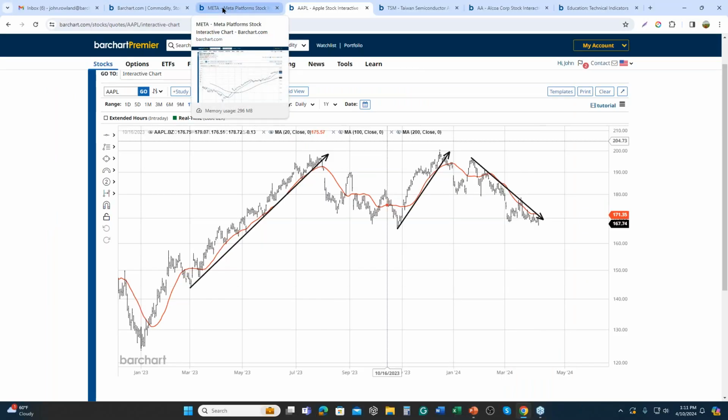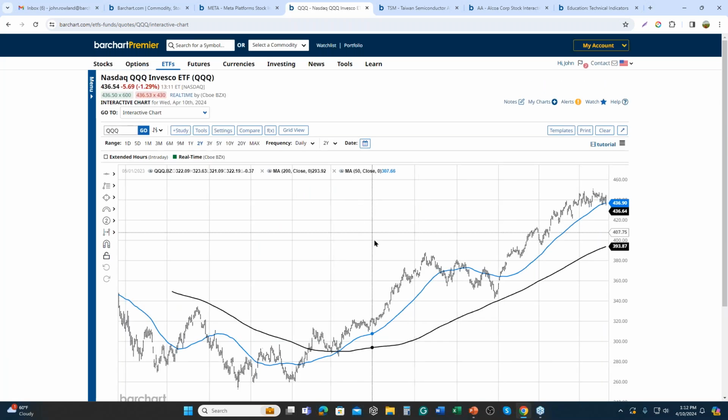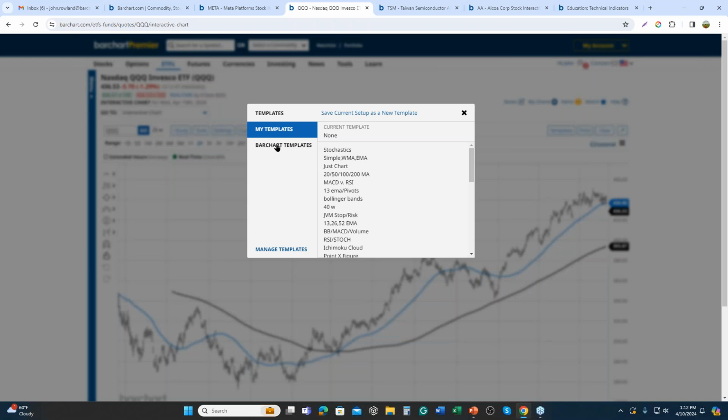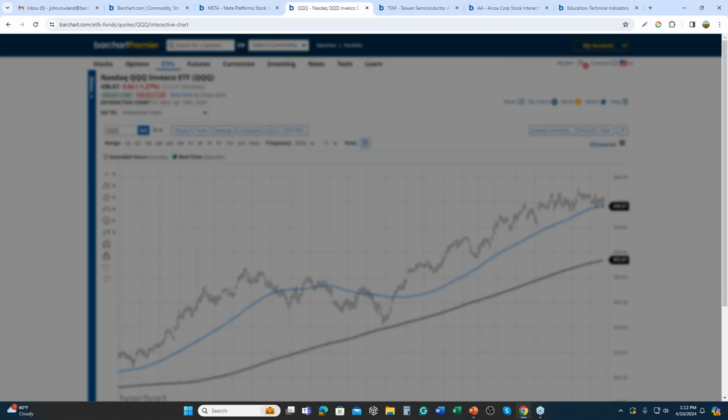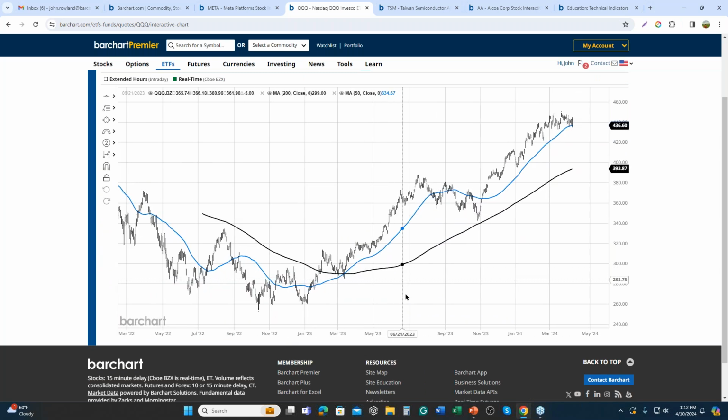So let me go back to, well, let's do this. We'll just go here. So here's the cues, and inside of any of your charts, up here in the right hand corner, there's something that says templates. Now you can create your own template, but Barchart does offer you some default templates. And a lot of these templates, if you go in and investigate, are based on different types of moving average strategies. And the one that I want to emphasize right now is something called the golden cross or the death cross. And that is when the 50-day moving average crosses the 200-day moving average.